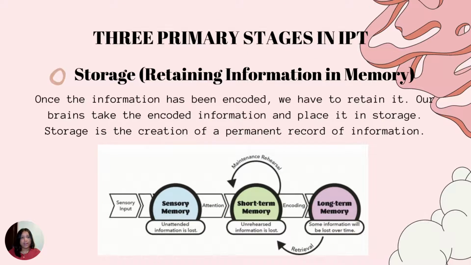Second, storage. Retaining information in the memory. Once the information has been encoded, we have to retain it. Our brains take the encoded information and place it in storage. Storage is the creation of a permanent record of information.